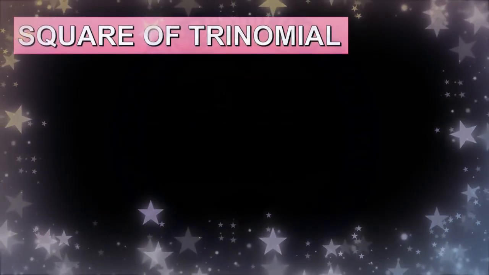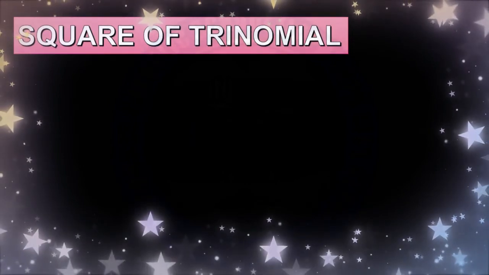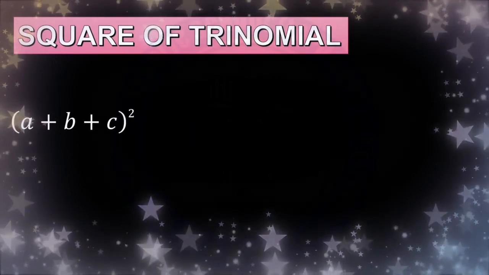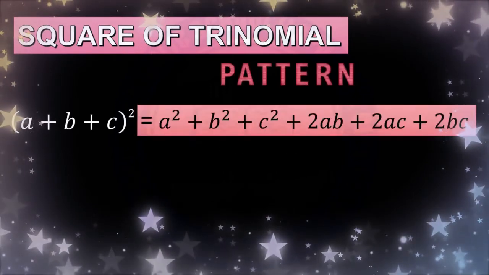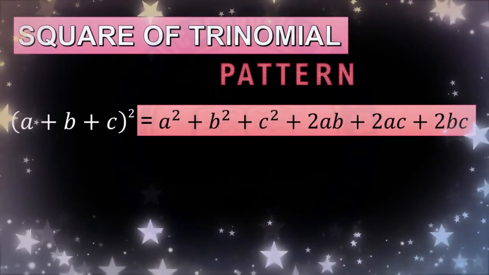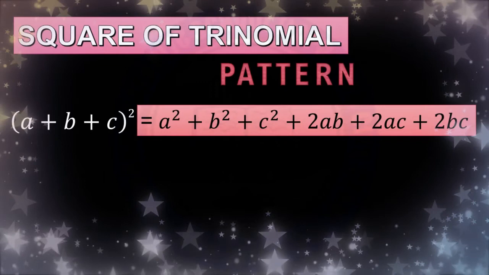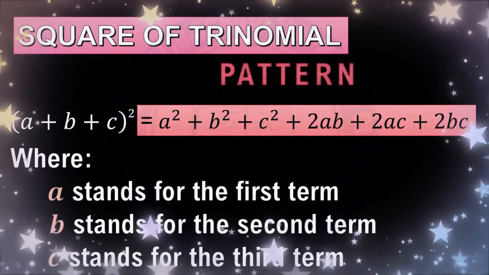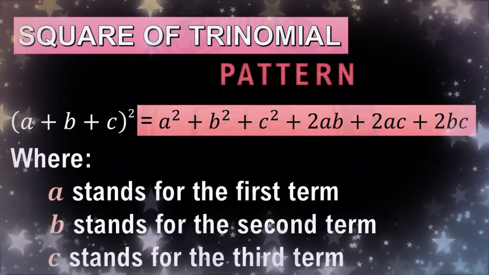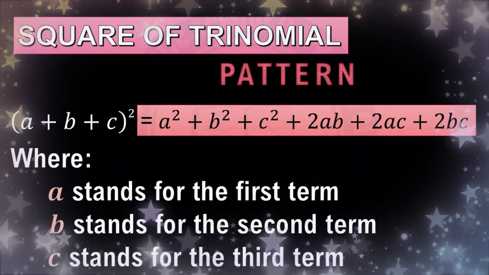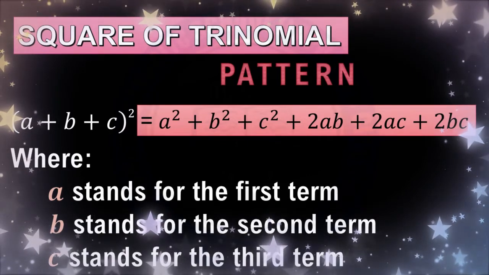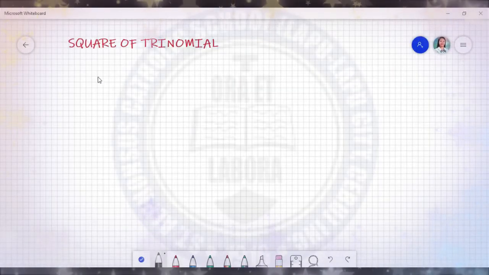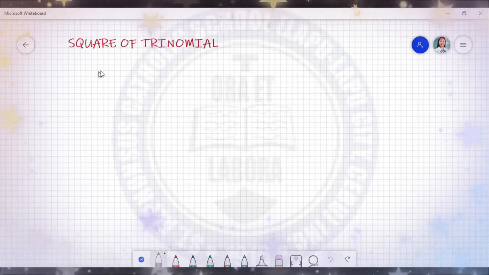Square of trinomial. A trinomial is a polynomial having three terms. If we're going to square a trinomial, it has the pattern a² + b² + c² + 2ab + 2ac + 2bc, where a stands for the first term, b stands for the second term, and c stands for the third term. But how do we get such a long pattern? So this is how we get the pattern of square of trinomial.